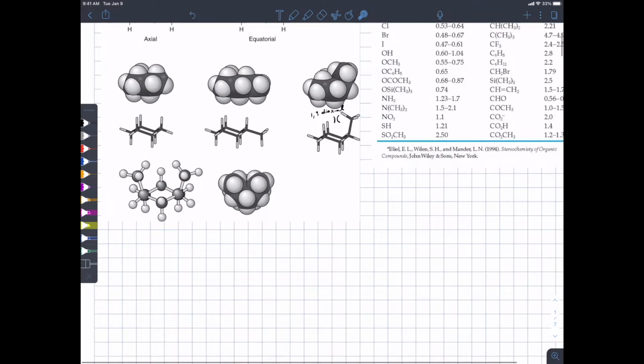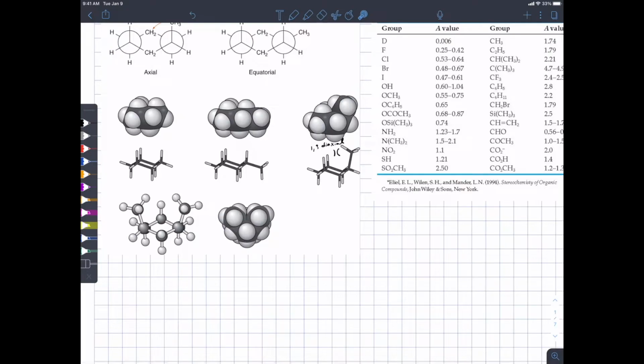So obviously equatorial is more stable than axial, but when it comes to the A value, is that for an equatorial group or for an axial group, or just a combination? That's the difference in free energy between axial versus equatorial. So if you set the equatorial conformation to 0, the axial is this much higher than that.